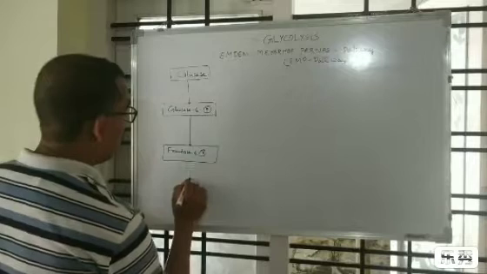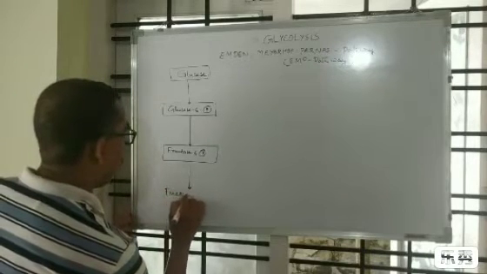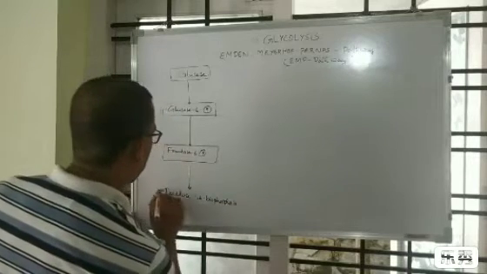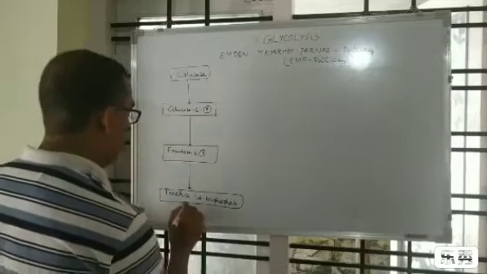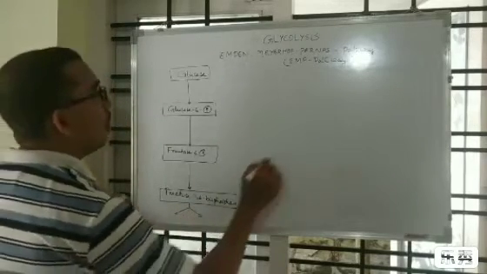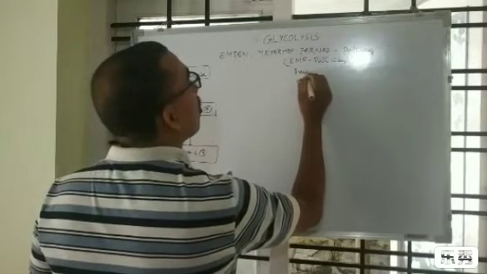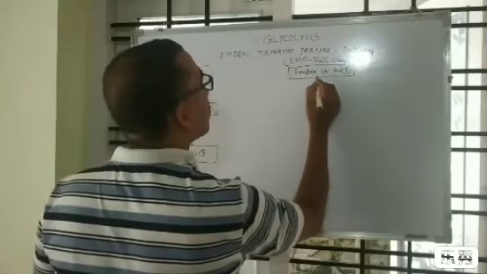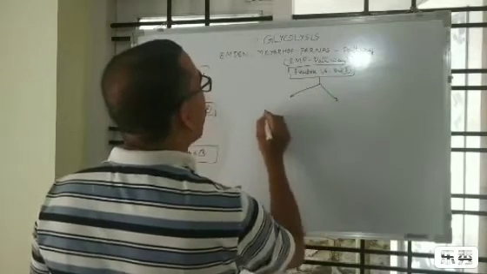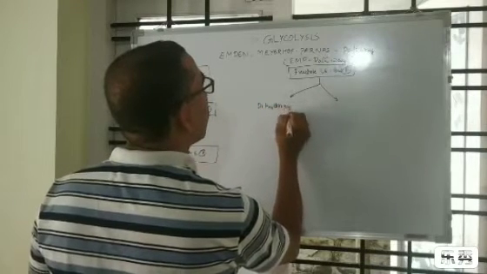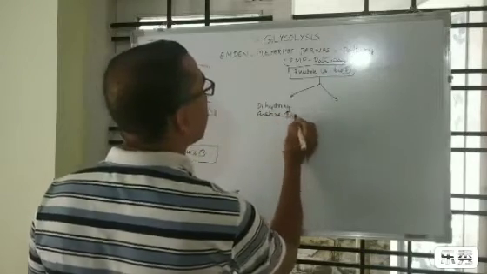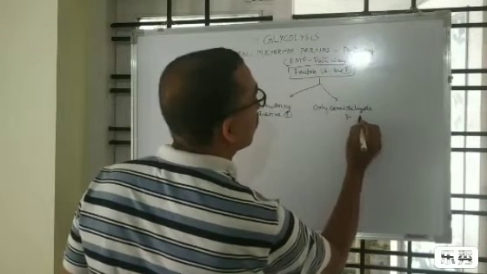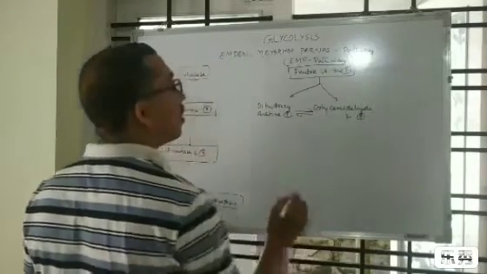And this fructose 6-phosphate converts into fructose 1,6-bis-phosphate, and then again it splits into two: one is dihydroxyacetone phosphate, and the other one is glyceraldehyde 3-phosphate. These two are isomerized.